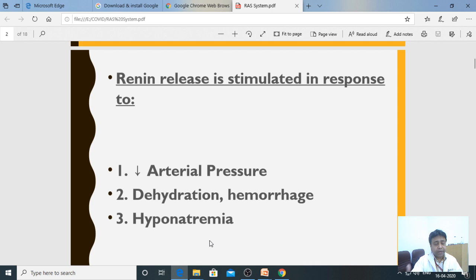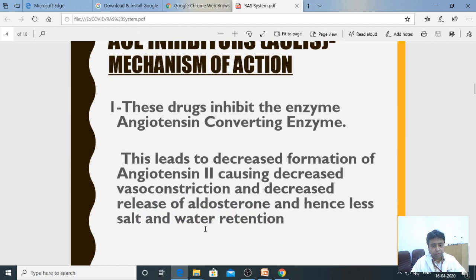And this renin, I'm going to skip this one, has the function that it acts on a very important protein which is known as angiotensinogen. And this converts this angiotensinogen to angiotensin. I'm going to see this one in a couple of slides.